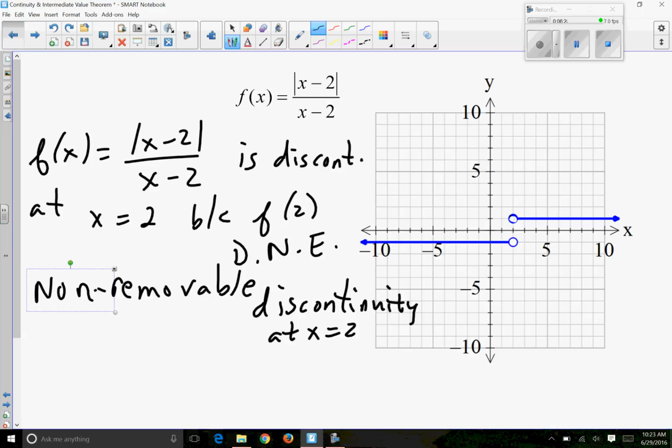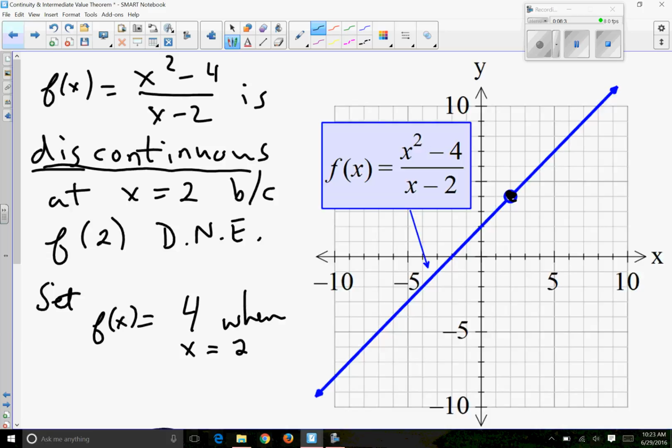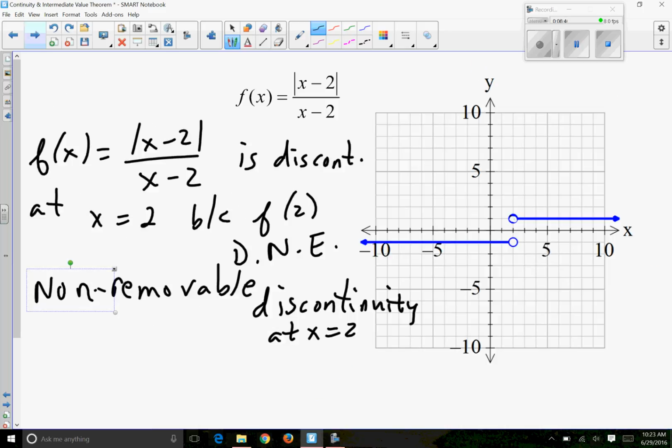In the last one, we removed the discontinuity by simply adding on the point (2, 4). That filled in this hole, or the discontinuity. Here, if we fill in this hole, the function is still discontinuous. Or this hole, the function is still discontinuous. If we connect these with a vertical line to make the pieces connected, then it's not a function anymore by the vertical line test.